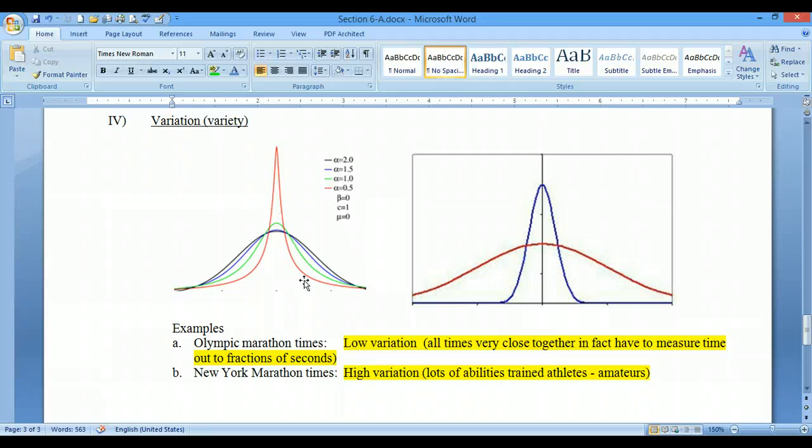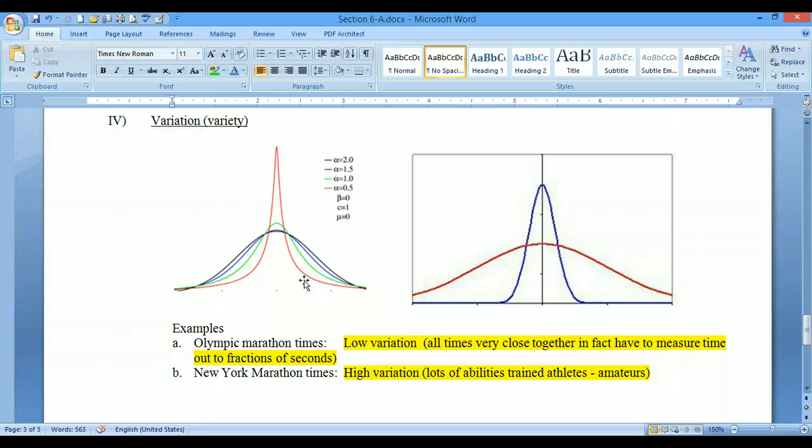So if I talk about Olympic marathon times, am I going to have a low variety or a high? A low variation or a high variation? Well, think about Olympic marathon times. I know that their timer goes way out, not just to seconds, not even to a tenth of a second or a hundredth of a second. I believe they go out to thousandths or even ten-thousandths of a second, fractions of seconds to see who was faster. These variations are going to be extremely close together, so the low variation would be more appropriate.